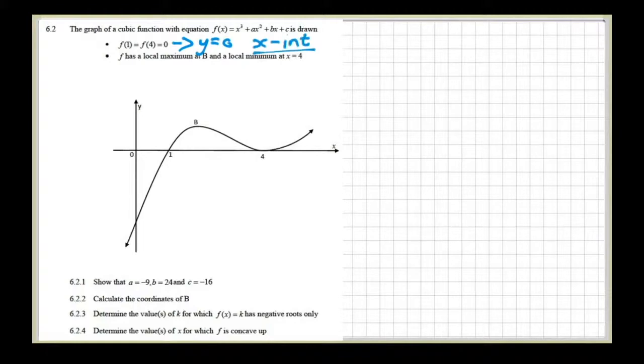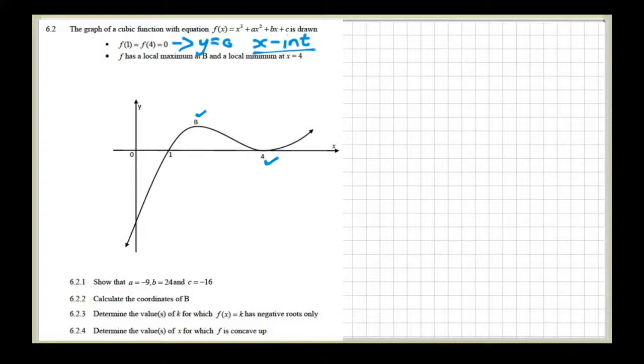That is very important, okay? Further along, it says that f has a local maximum at b, fantastic, and a local minimum at x equal to 4. Now, that is a bit of an important piece of information for us because of where we are going.